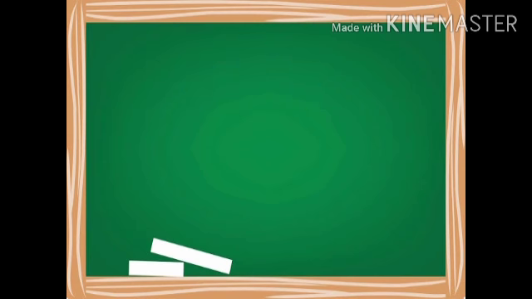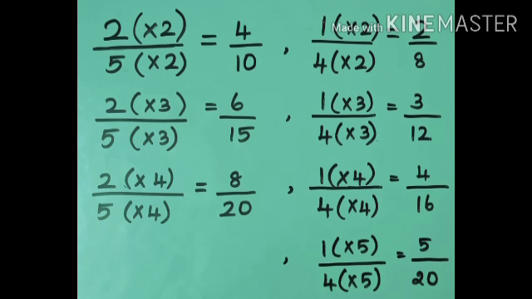So start finding the equivalent fraction of 2 by 5. When I multiply by 2 on the numerator and denominator, I get the equivalent fraction of 2 by 5 as 4 by 10. Now find the equivalent fraction of 1 by 4 by multiplying by 2 on the numerator and denominator. We get the equivalent fraction of 1 by 4 as 2 by 8. Now comparing 4 by 10 and 2 by 8, here also they have different denominators. So again we find equivalent fractions by multiplying by 3 on the numerator and denominator for both the fractions.